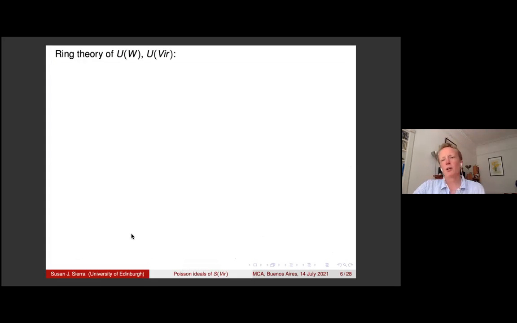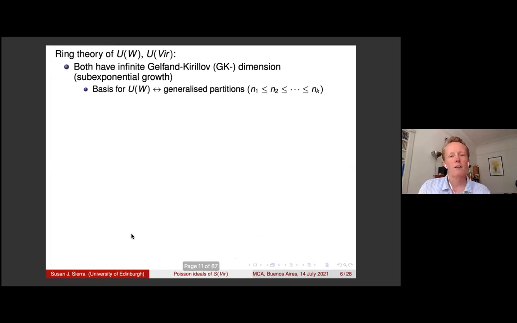So what's known about the ring theory of these enveloping algebras? In general, enveloping algebras of infinite dimensional Lie algebras are quite mysterious, unlike the finite dimensional case, which is at this point very well studied and very well understood. So first of all, these are very big rings. They look like polynomials in infinitely many variables with a non-commutative structure.